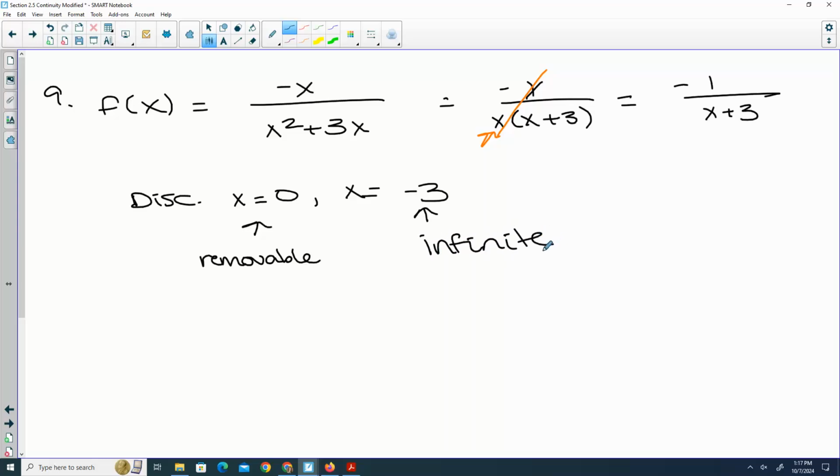Wait, how do we get x equals 0? When you had this x. Oh, wait, before we get to that. Oh, you gotta factor it, huh?